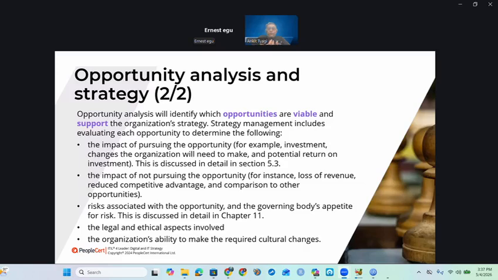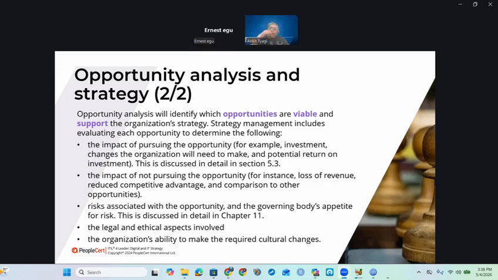So opportunity analysis would again further identify which opportunities are viable, the impact of pursuing the opportunity. For example, the investment changes the organization will need to make, and a potential return on investment. This one is discussed in chapter number 5 in more detail. The impact of not pursuing the opportunity, for instance, loss of revenue, reduced competitive advantage, comparison to other opportunities, risks associated with the opportunity, and governing body's appetite for risk. Again, this is something that is discussed in the last chapter. That is where we discuss risk in more detail.